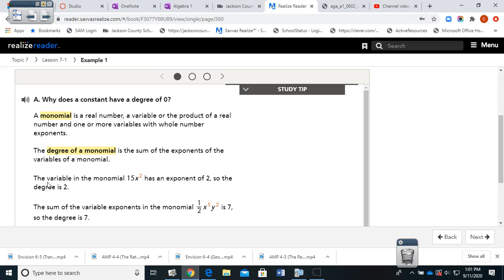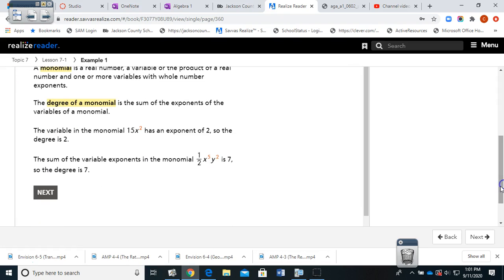So, example. The variable in the monomial 15x squared has an exponent of what? 2. So the degree is what? 2. Very simple. Okay? This one, the sum of the variable exponents in the monomial 1/2 x to the 5th y squared is what? Notice, we're not just going off the x, we're not just going off the y, we're going off of them combined. Okay? So 5 and 2 make 7, so its degree is what? 7. Okay? Most of the time it's like here, where you just have one variable. Sometimes you have more than one. Any questions so far? All right?